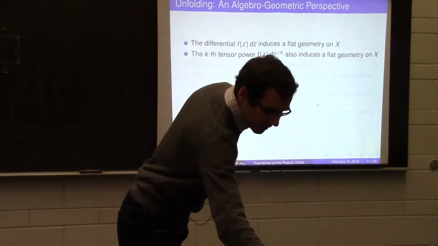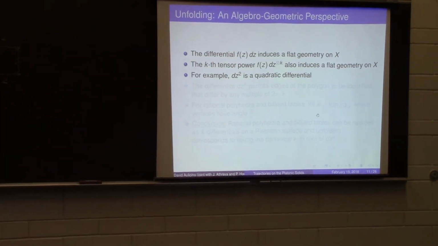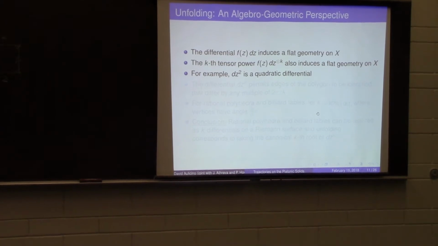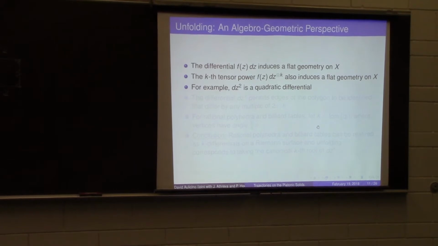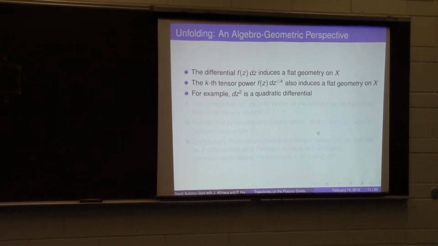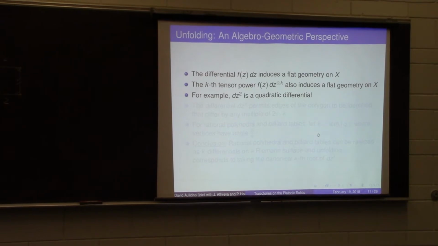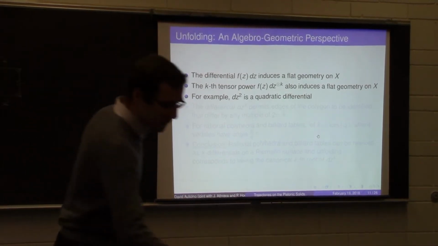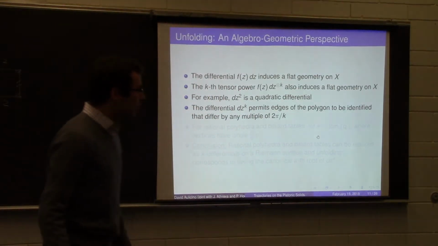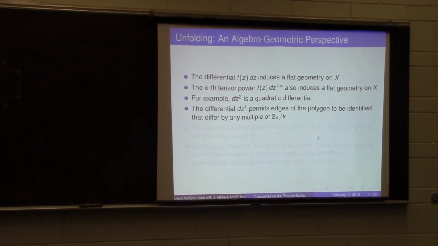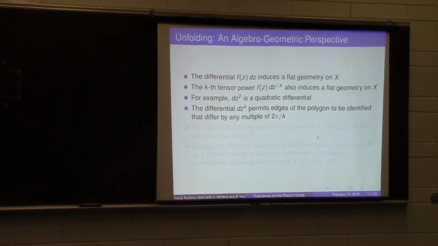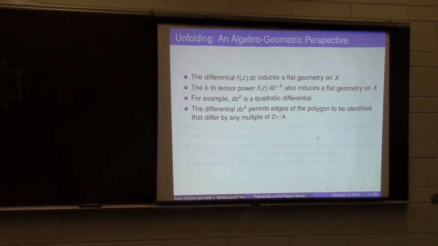And anyone that's studied Teichmüller space is very well familiar with quadratic differentials, and so that's an example of this where k is 2. And you can take what's known as the canonical double covering, and that's going to give you an abelian differential. So the differential (dz)^k permits edges of the polygon to be identified by any rotation that differs by a multiple of 2 pi over k.